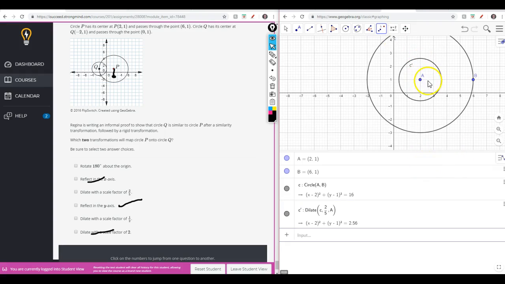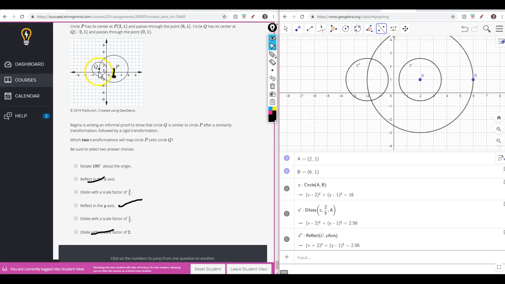Select OK. So then I'm going to reflect it about a line. So select the object to reflect, then the line of reflection. So I'm going to select this new circle, the dilated circle, and the y-axis, which is right here. And I'm noticing that it says its center is at (-2,1) and passes through the point (0,1). Well, it looks like the center is at (-2,1) right here. However, it does not pass through the point right here at (0,1). Sorry, I'll stop clicking. So I know that it's not a 2/5 factor.